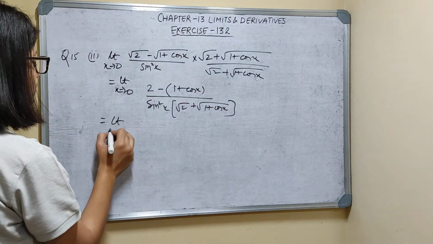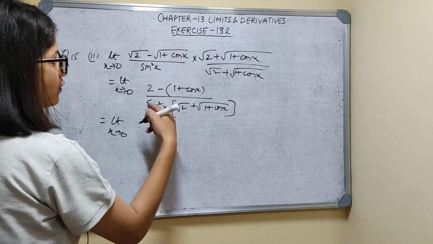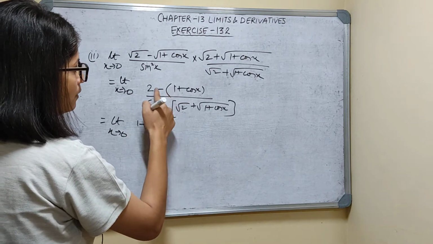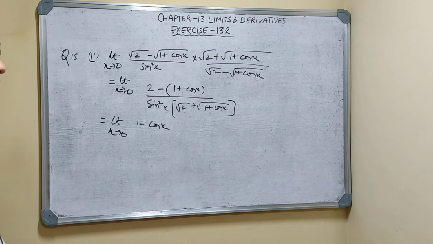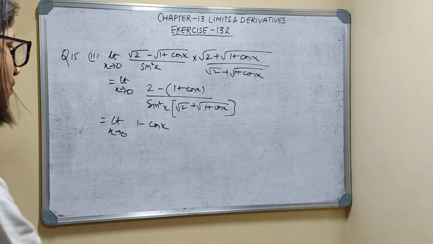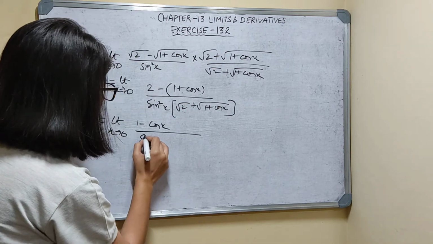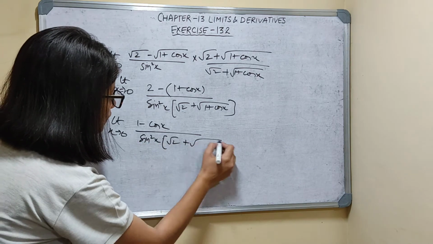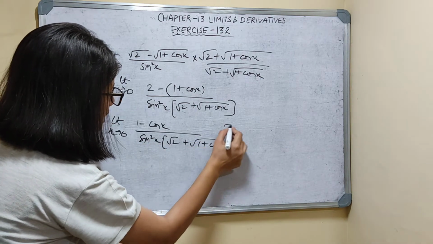So limit x tends to 0, 2 minus 1 minus cos x. So 2 minus 1 is 1, and minus cos x. So 1 minus cos x upon sin square x, into root 2 plus root of 1 plus cos x.